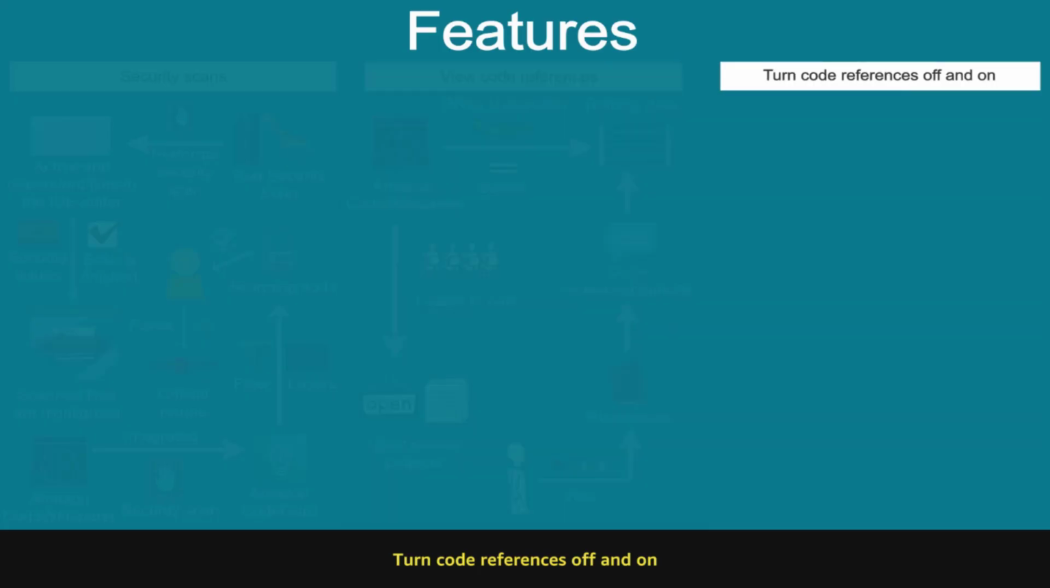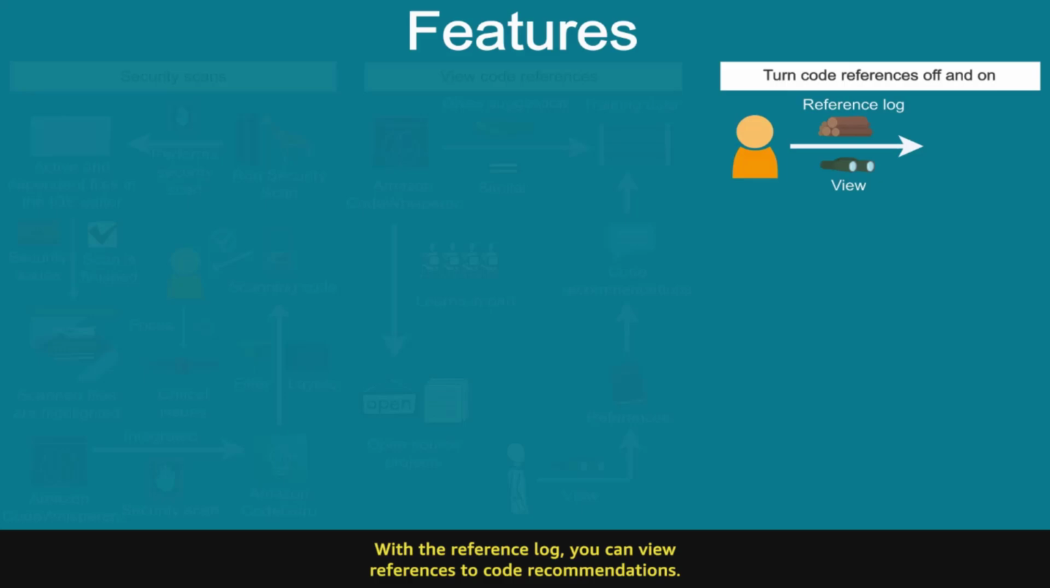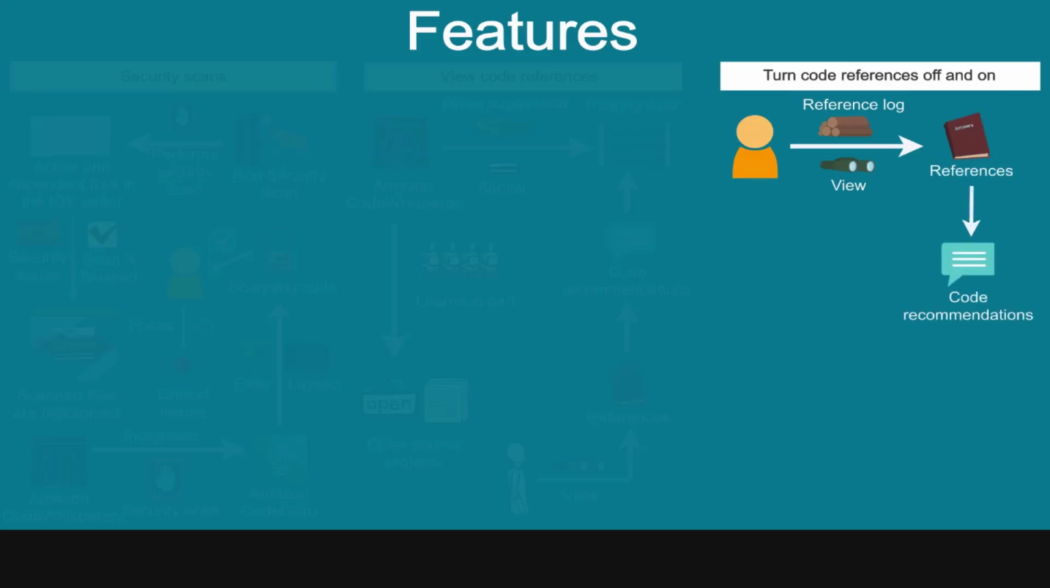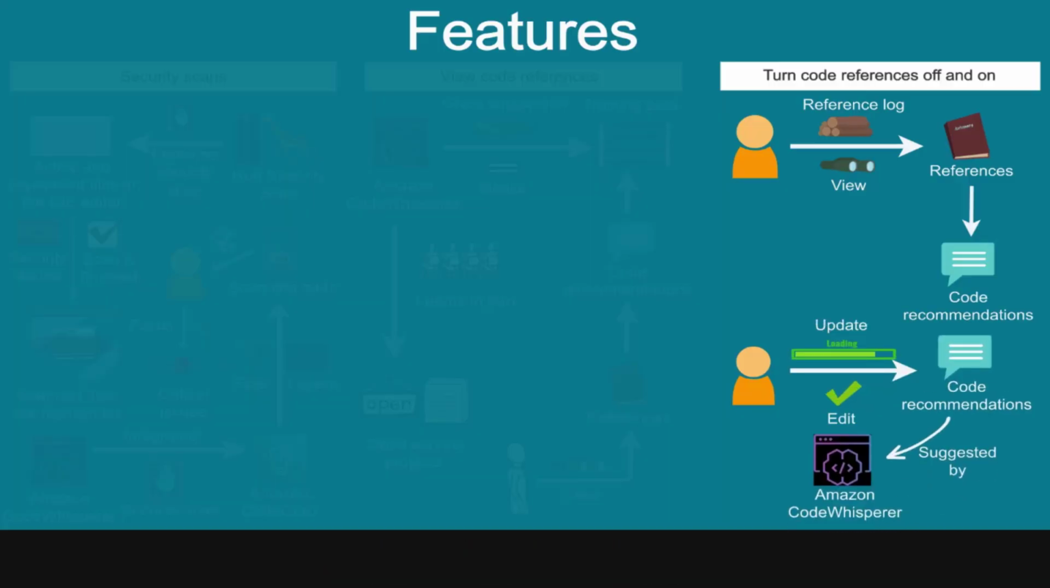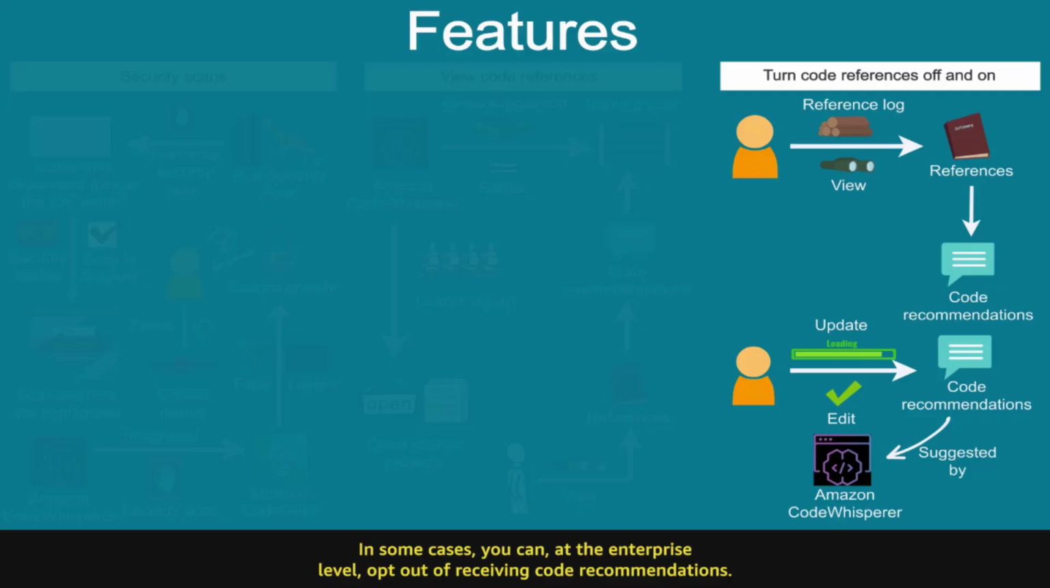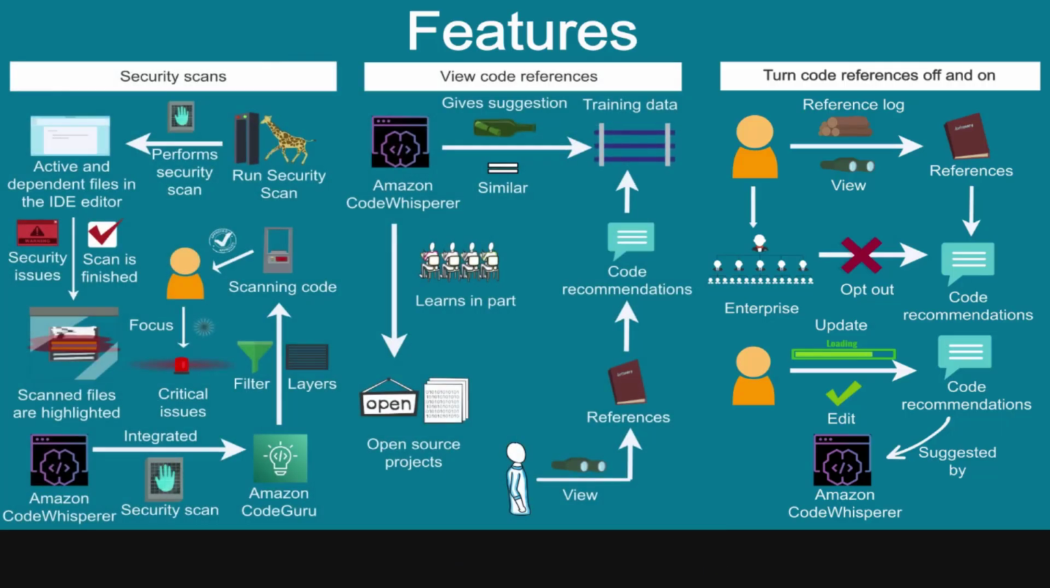Turn code references off and on. With the reference log, you can view references to code recommendations. You can also update and edit code recommendations suggested by CodeWhisperer. In some cases, you can, at the enterprise level, opt out of receiving code recommendations.